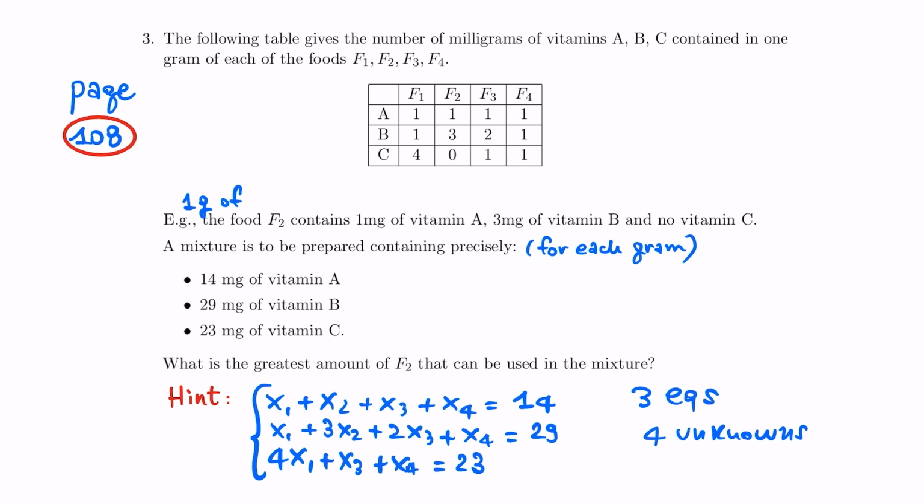Now the free parameter will affect the value of the solutions x1, x2, x3, and x4, but they must be positive because they represent the amount of food in the mixture. So, after solving the system, which is something that now you should perfectly know how to do, you have to interpret the solutions and the parameter in order to have the answer to this question.